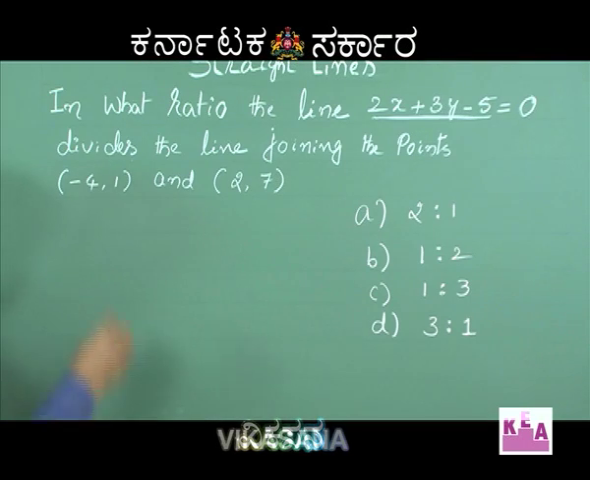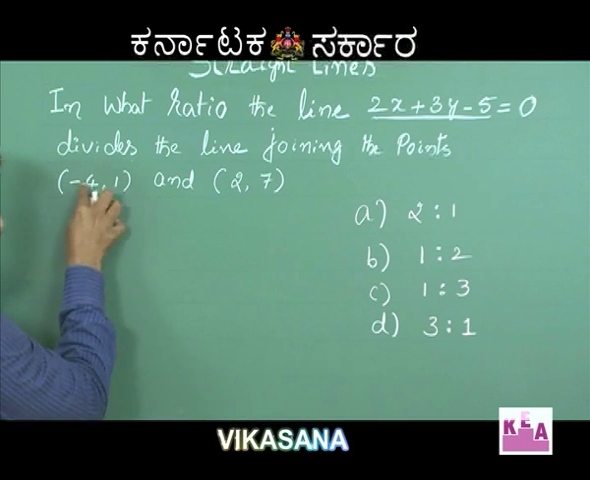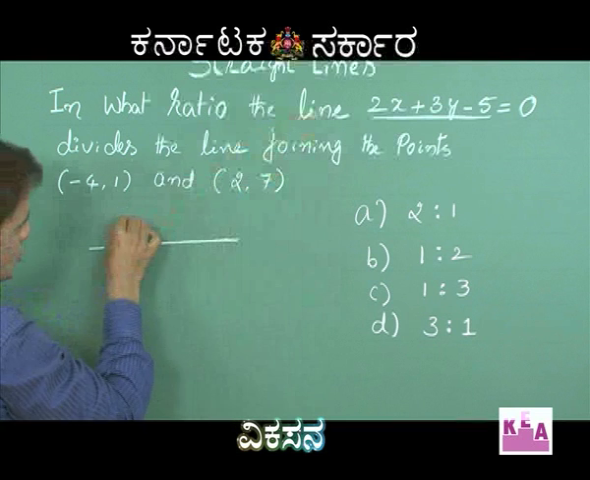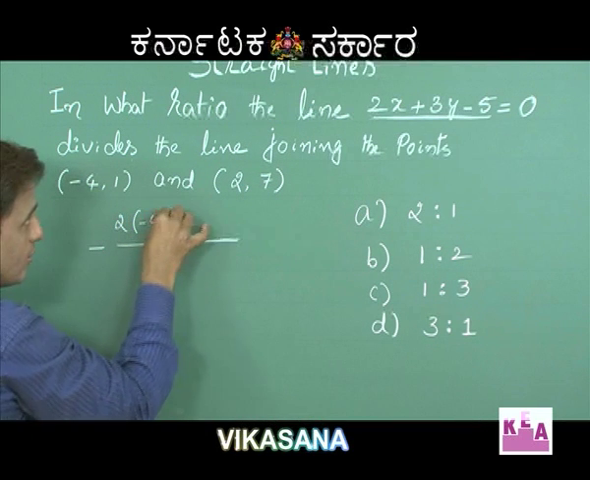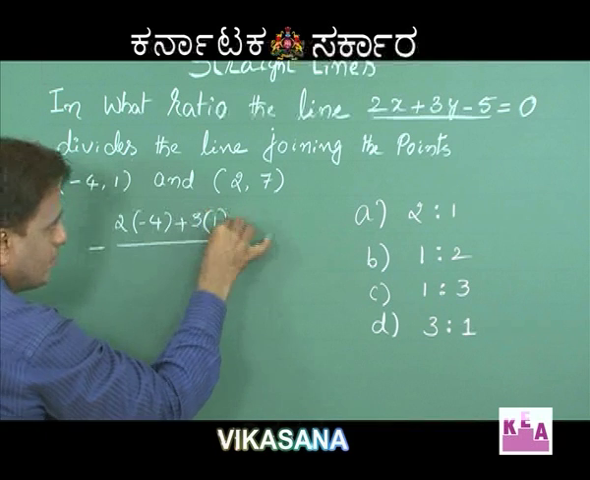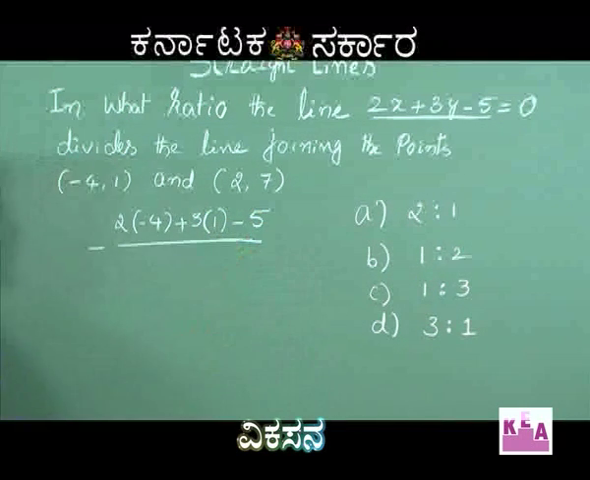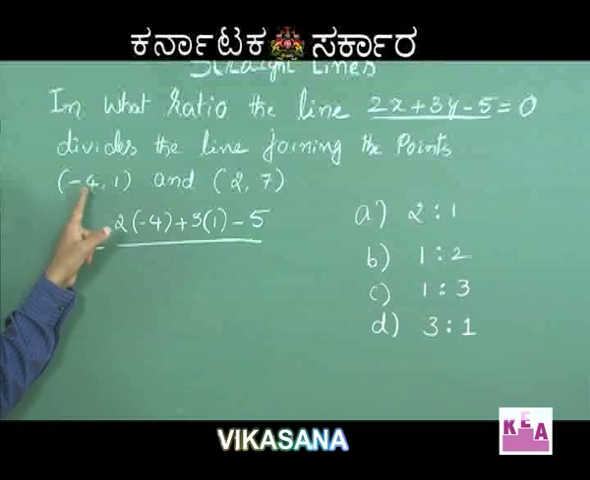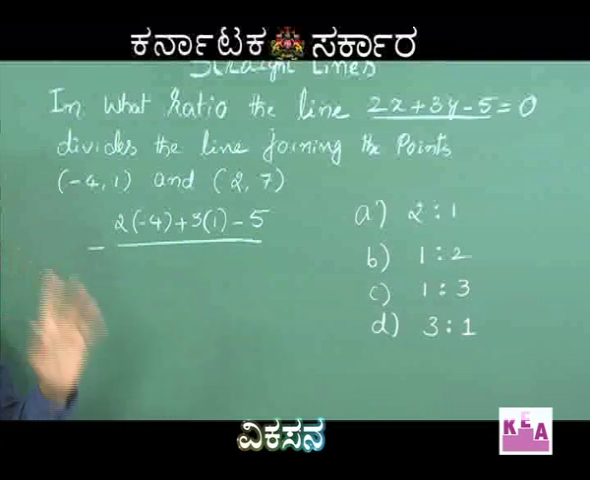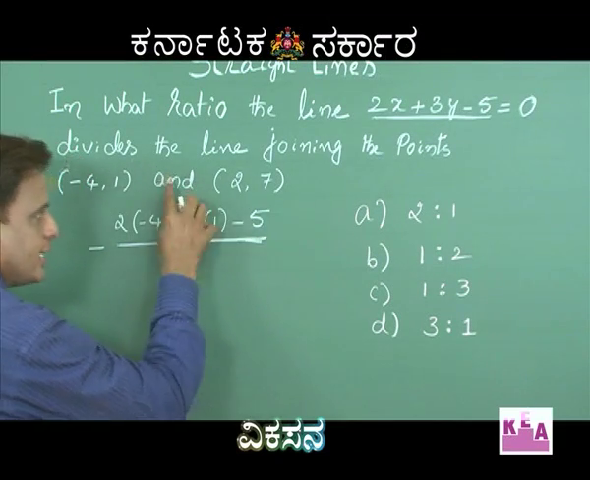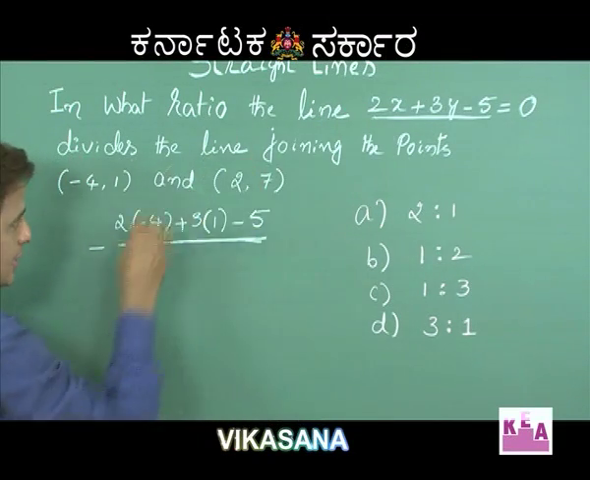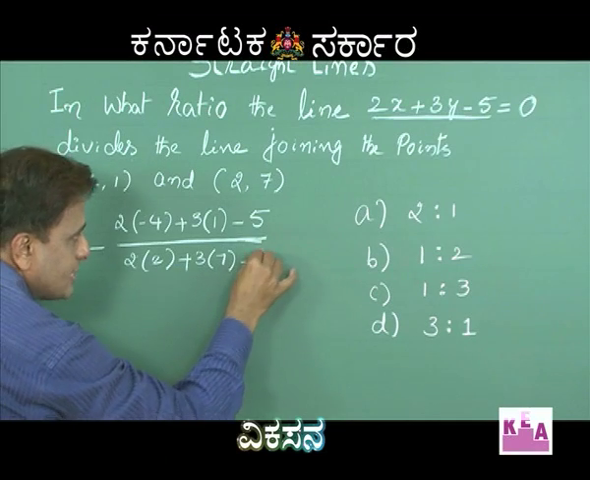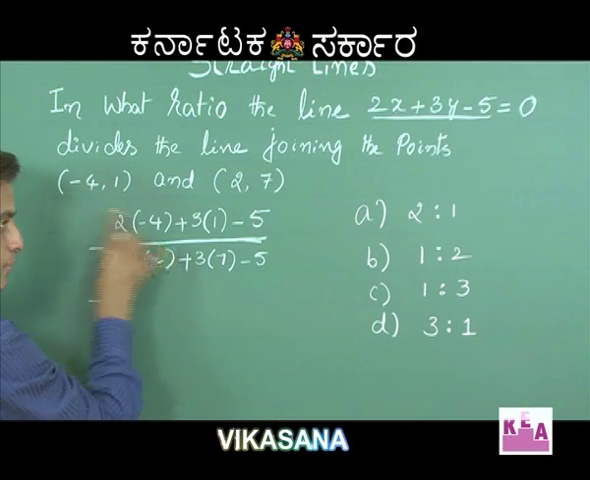The shortcut is, first take the minus sign, substitute the first point in the LHS of the given straight line equation: 2 into, in the place of x, minus 4, plus 3 into, in the place of y, 1, minus 5. Don't substitute in the RHS. Again, the shortcut method is to first start with a negative sign and substitute the point in the LHS of the given line, and in the denominator, substitute the second point: 2 into 2 plus 3 into 7 minus 5.